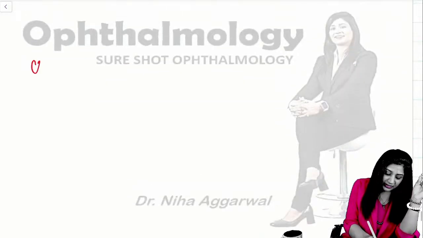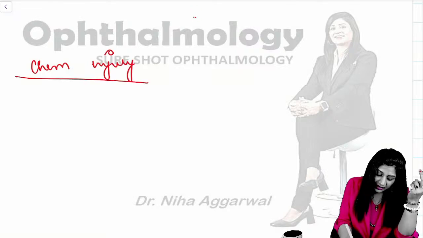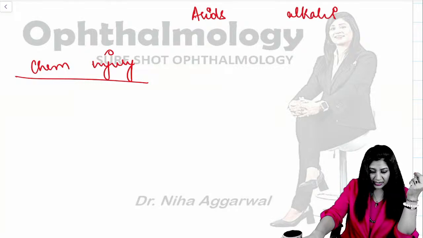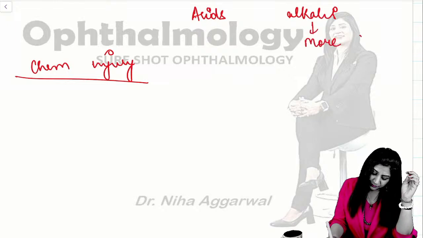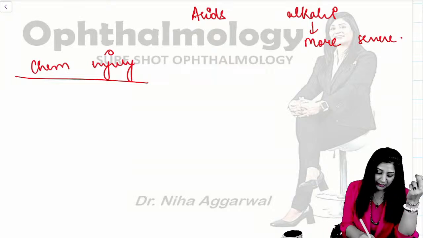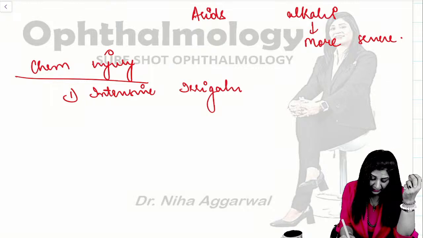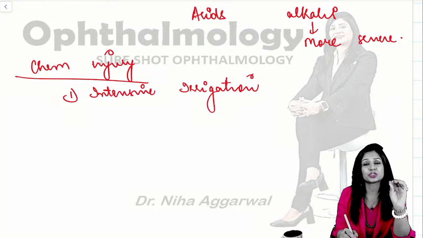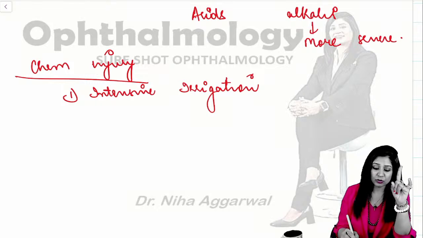Okay, yes. When we have a chemical injury, we can have an acid injury as well as an alkali injury, where alkalis are more severe. But the treatment is the same for both. Number one, you have to do intensive irrigation. And one more disclaimer I would like to tell you guys: whenever there is an emergency like chemical injuries, you will not do history and examination at that time. No history, no examination. Straight away you will start with the treatment. First step is always intensive irrigation.